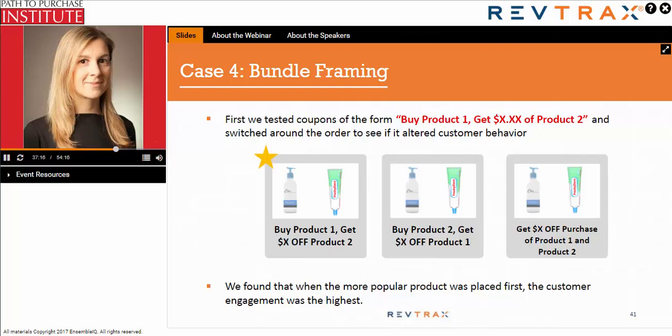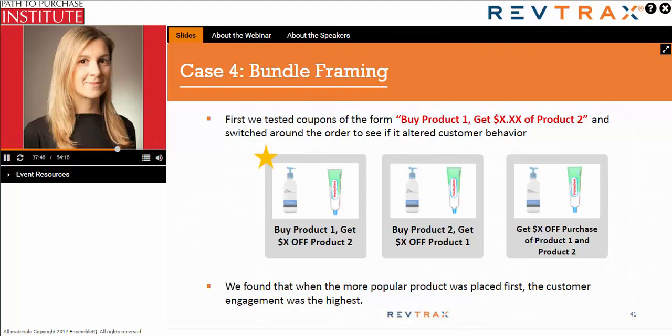And the third group, we said get $3 off when you purchase both of these products. Again, from the manufacturer's, vendor's perspective, these offers are identical. They are offering $3 off when you buy product 1 and product 2. However, we saw drastic differences in terms of the reaction of the consumers to these simple framings.